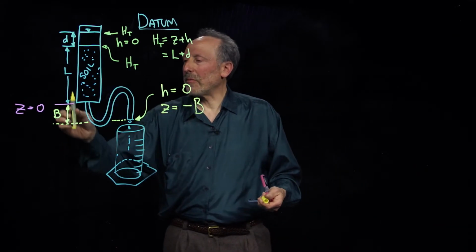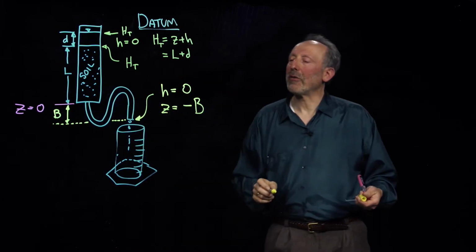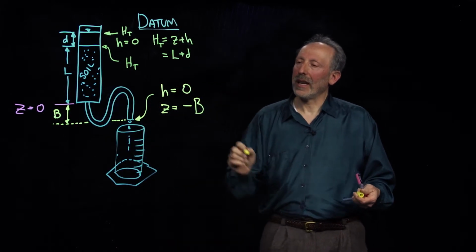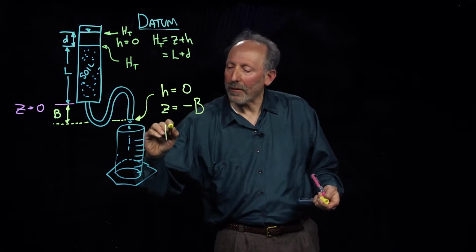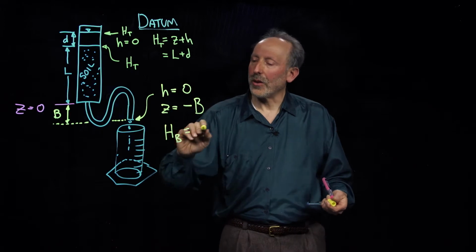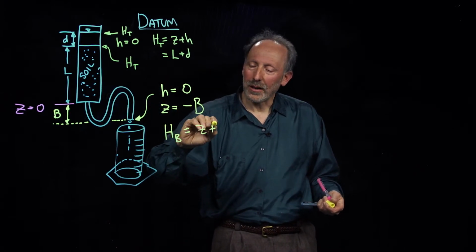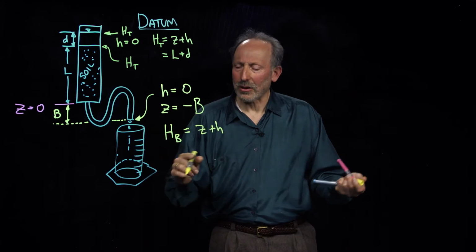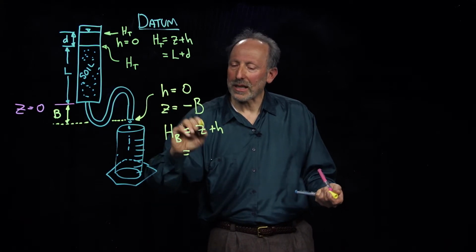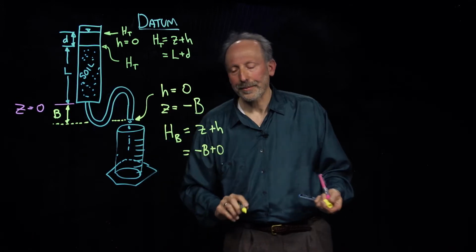B, since we measure Z from the datum, it's positive upward and negative downward. So Z equals minus B. And so what do we have for our total potential at the bottom? It is going to be, as always, z plus h. I just write that down because it's a great place to start. And we're going to say that's equal to minus B plus 0.